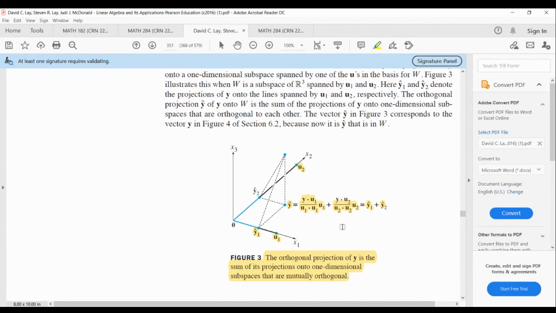I think it's best to get right to some examples. But are there any questions in regards to the picture in Figure 3? Okay, Matthew's good. Thank you, Matthew. Kevin's good. Christy's good. Good.